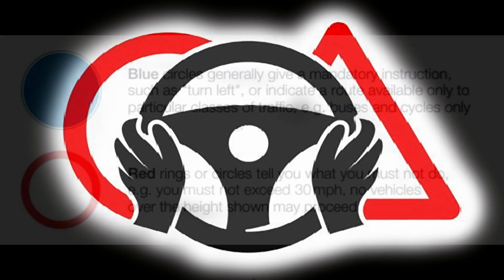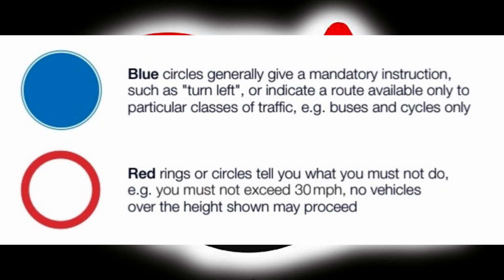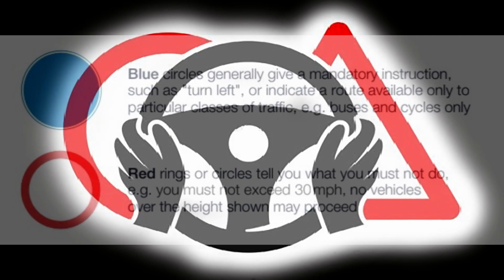Rectangles inform. Blue circles generally give a mandatory instruction, such as turn left, or indicate a route available only to particular classes of traffic, e.g. buses and cycles only. Red rings or circles tell you what you must not do, e.g. you must not exceed 30 miles per hour. No vehicles over the height shown may proceed.